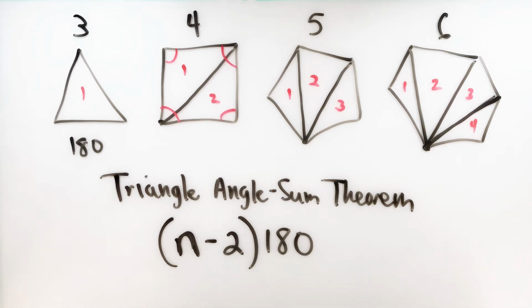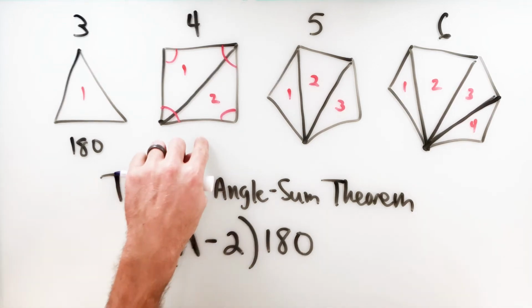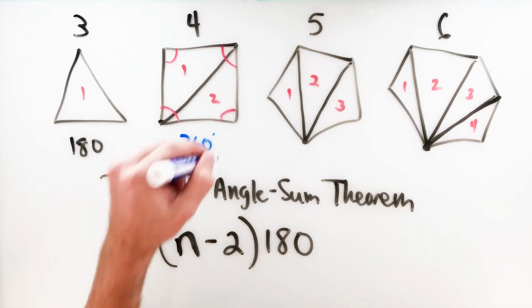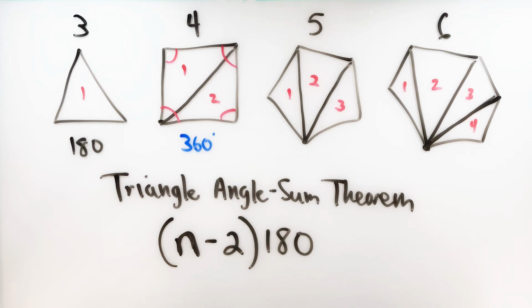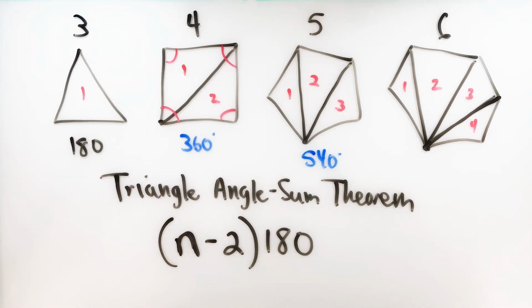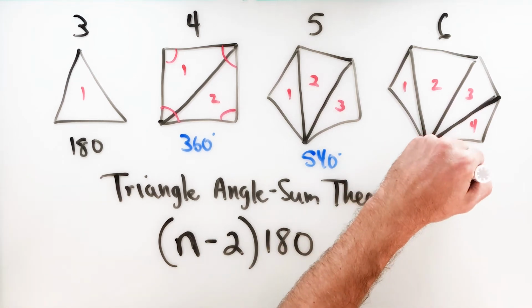So if we extend this out, we'll go with the quadrilateral first. Number of sides is 4. 4 minus 2 is 2. And 2 times 180 is 360 degrees. So for any quadrilateral, the angle sum is always going to be 360 degrees. We can do the same thing for all these. For a five-sided figure, 5 minus 2 is 3. 3 times 180 is 540. And then finally for the six-sided hexagon, 6 minus 2 is 4, and 4 times 180 is 720.